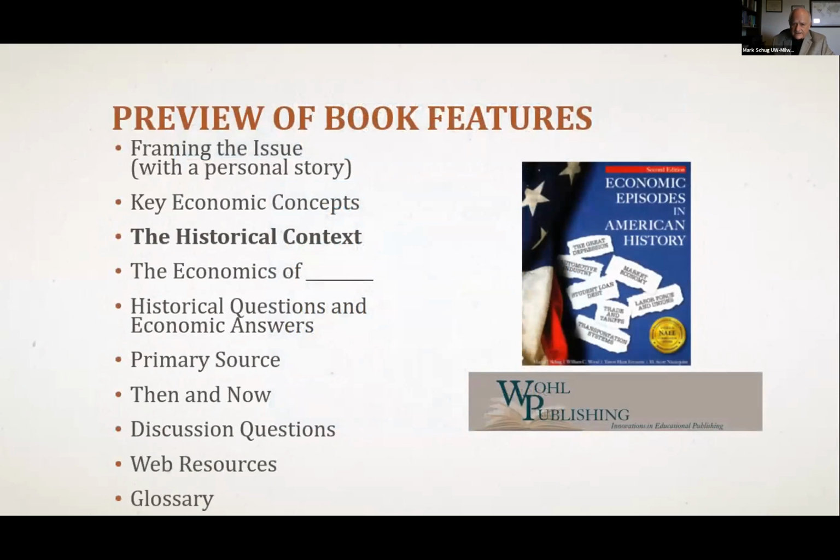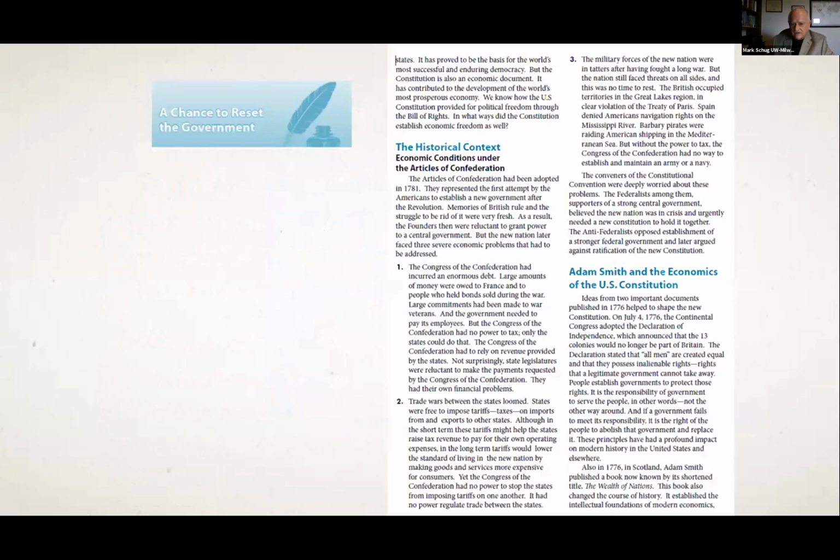Then we have a section on the historical context. And this really plays into what Tawni was talking about. Here you see the economic conditions after the Articles of Confederation: the debt, possible trade wars, military weakness, and so forth. So this content, if it's not exactly familiar to the students, is real similar to what they have in their book. And that's the idea, that this would be a bridge.